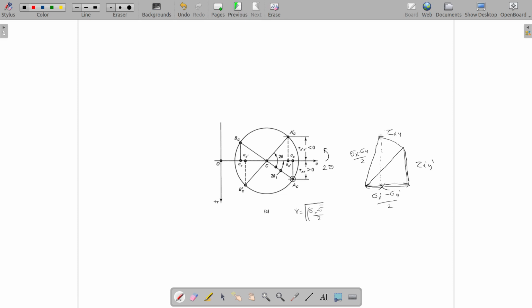And similarly, if you project it onto y direction, you first find out this part and then find out this part and subtract it, and you will get this side.